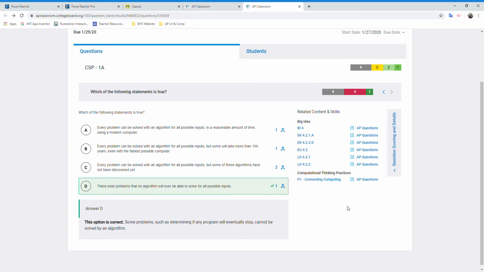Most of you got this wrong. Most of the people who did this got it wrong. So let's take a look at why.